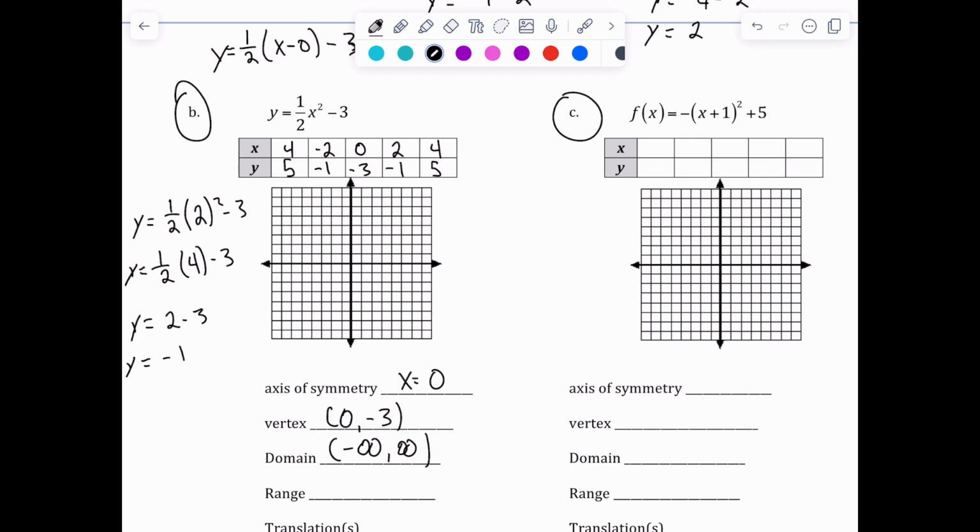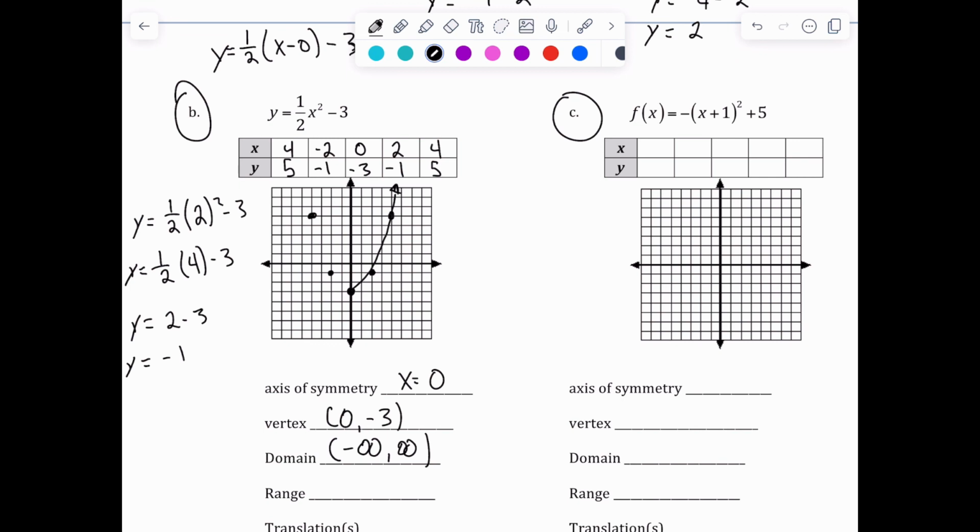So we're going to have 0, -3, which is 1, 2, 3 right here. And then we're going to have 2, -1, which is right here, and -2, 1 right there. And then 4 and 5. So we're going to go over 1, 2, 3, 4, and up 1, 2, 3, 4, 5. There you go. So I have this U.